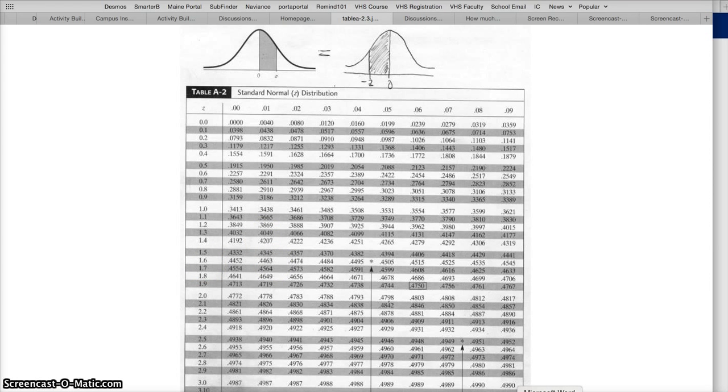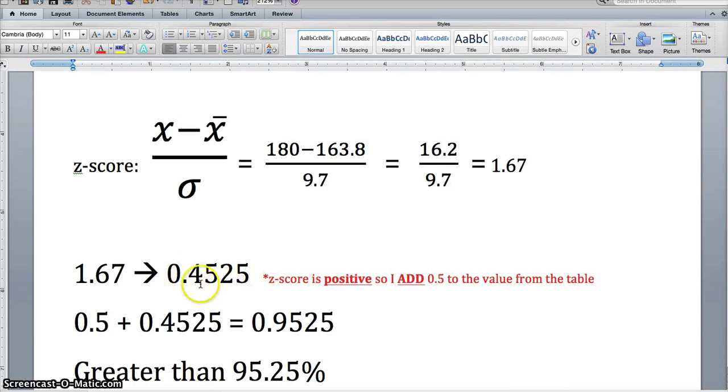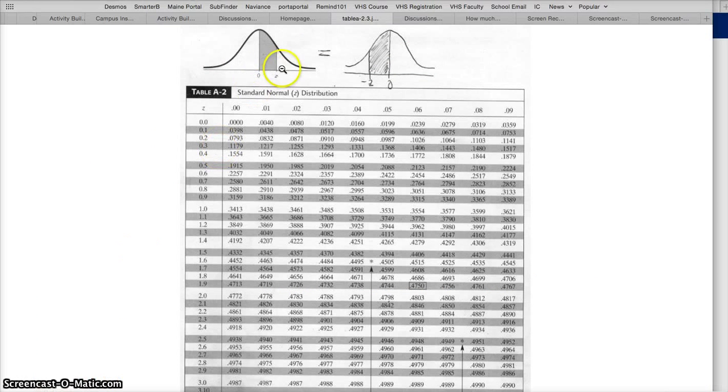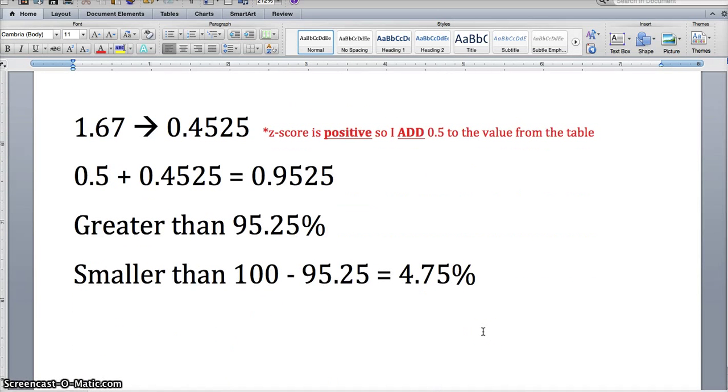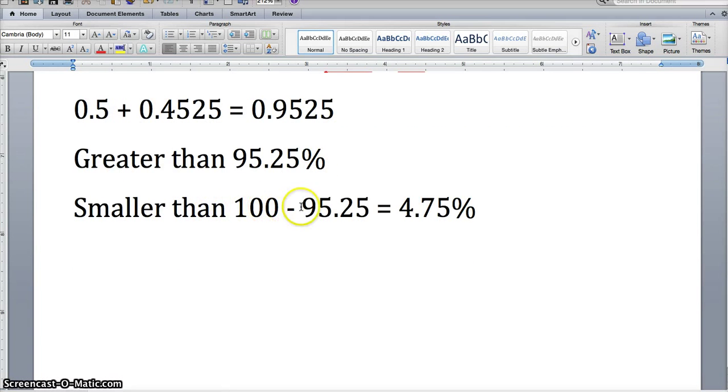So when I go back to my word problem here, here's the value I found in the z-score table, and I'm adding 50% to that, and I get 0.9525. This is because the z-score is positive. So if I look, positive z-scores over here, negative z-scores are over here. So it was positive, so I had to add this 50% over here. So once I get that 0.9525, that means that I'm taller than 95.25% of the population, and then I would do 100% minus that to figure out that I'm shorter than 4.75% of the population.